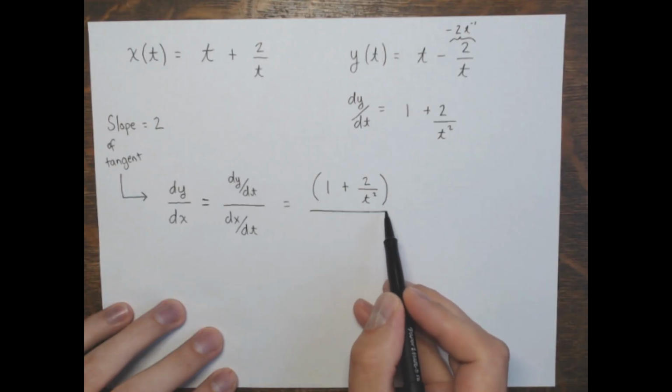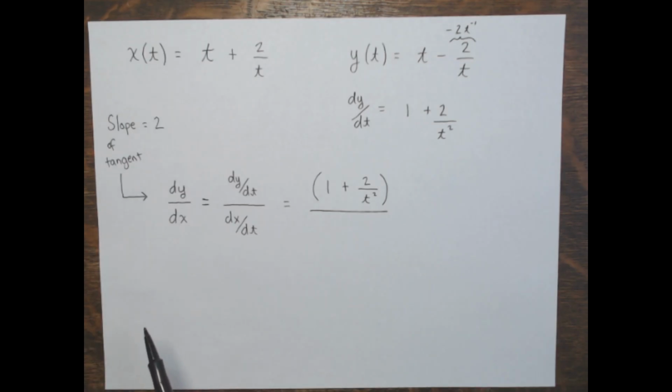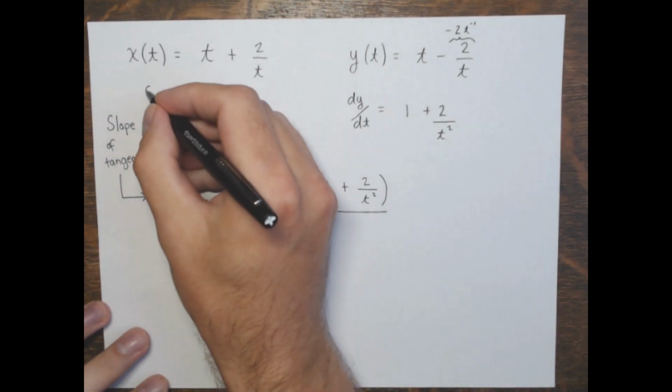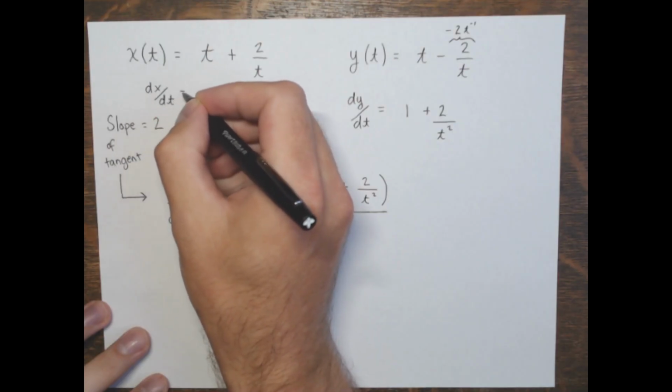Okay, so that's the numerator of the expression. That'll tell me slopes of tangent lines to this curve. The denominator is the derivative of the x equation with respect to parameter t, dx over dt.